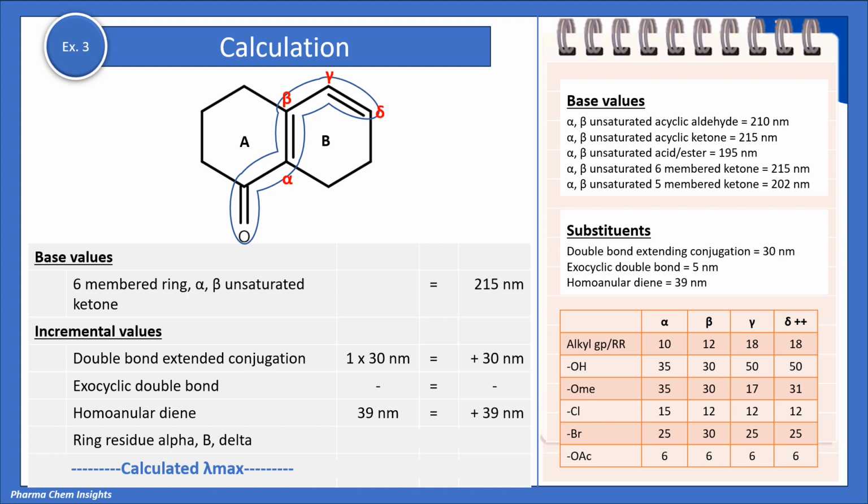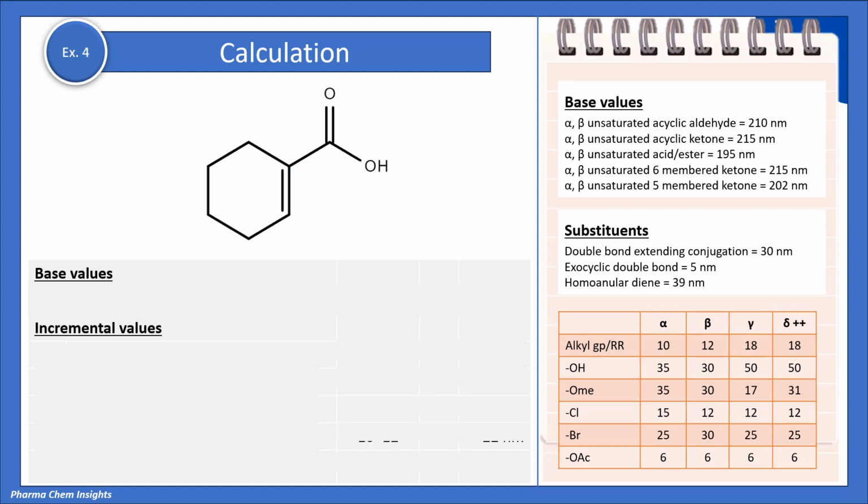Then for ring residue, we need to consider their position. We have one ring residue which is next to alpha carbon. So there is addition of 10 nanometer. Then we have another ring residue at beta position and the next one at delta position. So according to that, we are adding the increments and we have an addition of 40 nanometer. By calculating, we get the lambda max or absorption maxima of 314 nanometer.